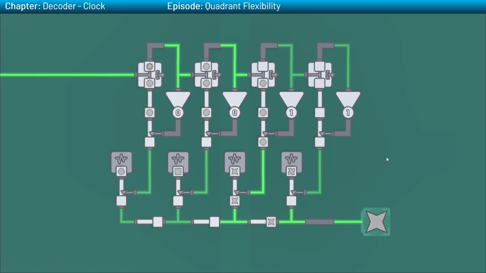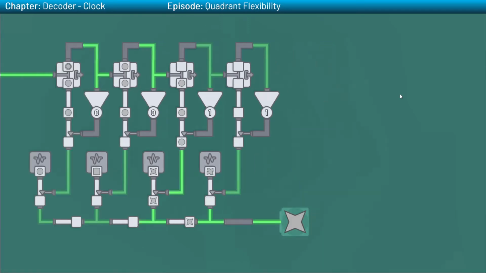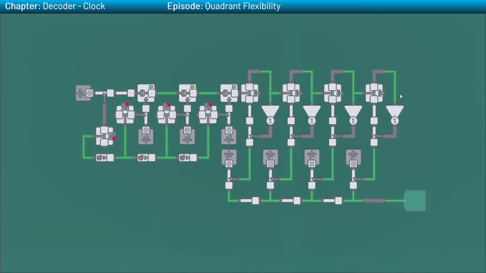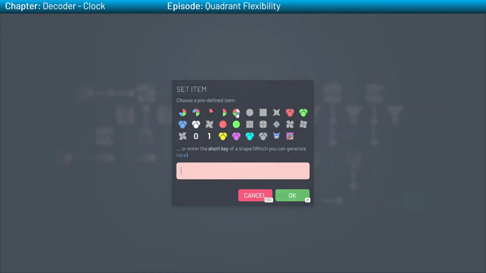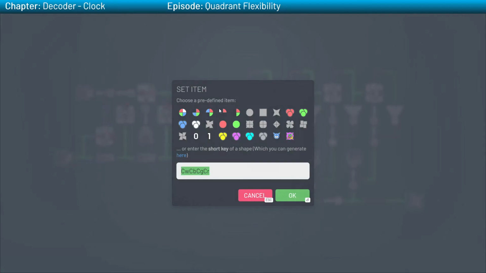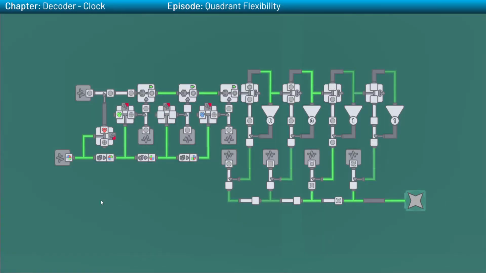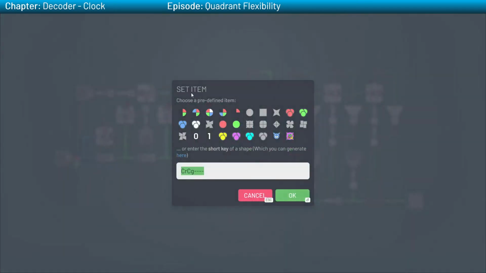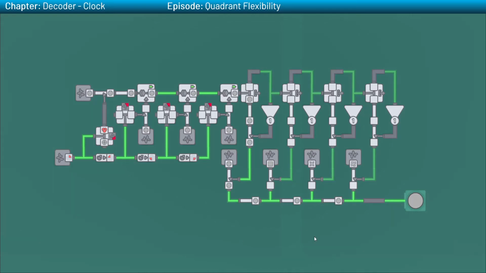A circle if the layer count is 1, a rectangle for 2, a star for 3, and finally a windmill for 4. And if we connect those 2 modules, we have now created a quadrant counter. So a layer with 4 quadrants will emit a windmill signal. A layer with 3 quadrants will emit a star signal. A layer with 2 quadrants will emit a rectangle symbol. And finally, 1 quadrant will emit a circle value.